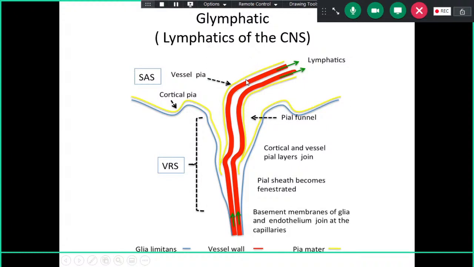Finally, the interstitial fluid from the brain is carried through this space between the yellow line and the red line. The red line is the blood vessel, and this is the pial sheath. So the glymphatic channel is present between the pial sheath surrounding the blood vessel and the blood vessel wall. So this space will finally drain into the sigmoid sinus or different dural sinuses.